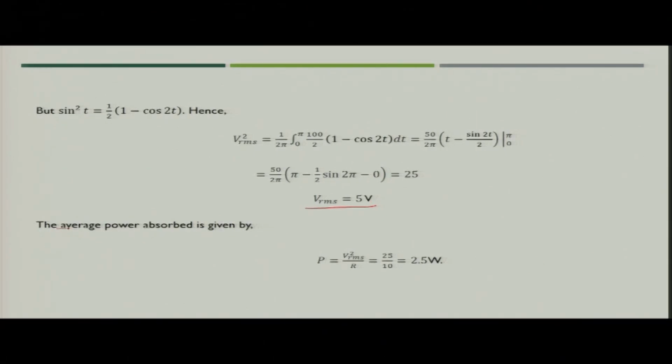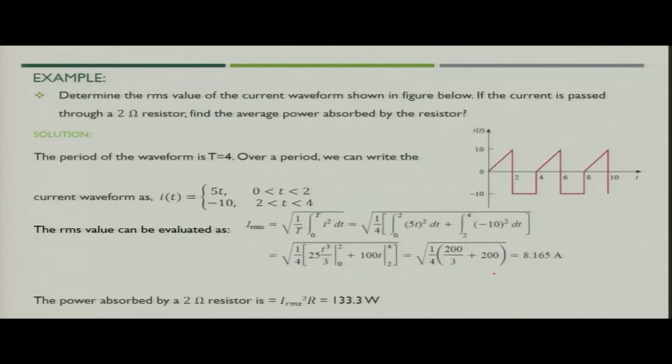So, the average power absorbed by the resistor is P equals Vrms square by R. Here the RMS value which we derived is 5 volts, so Vrms square is 25. The resistor value is 10, so the output would be 2.5 watts.